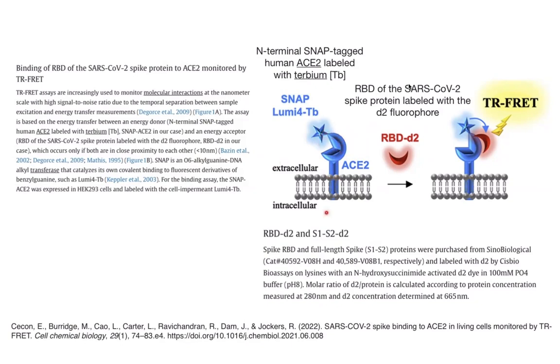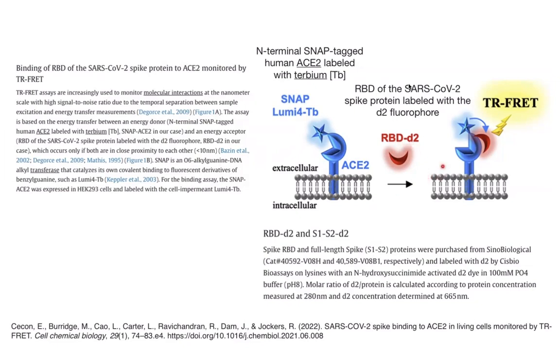So a cool strategy so that you can actually be dealing with living cells, but still modifying the protein. So now what they want to do is detect the interaction and the loss of interaction if you have an inhibitor present. So we have a fluorophore on our ACE2, which is called LUMI4-TB. And then we have a fluorophore on our receptor binding domain, our D2.